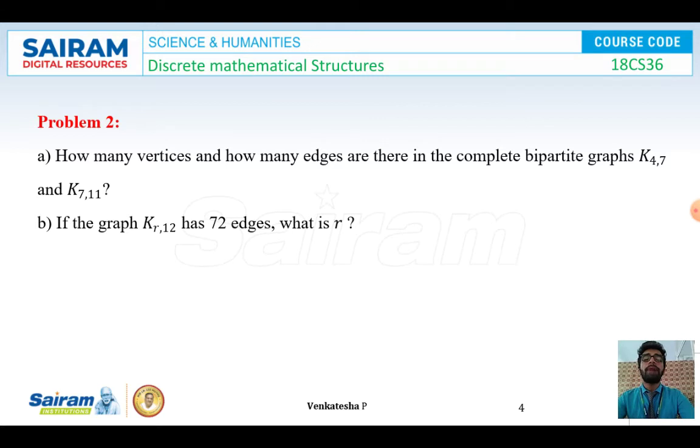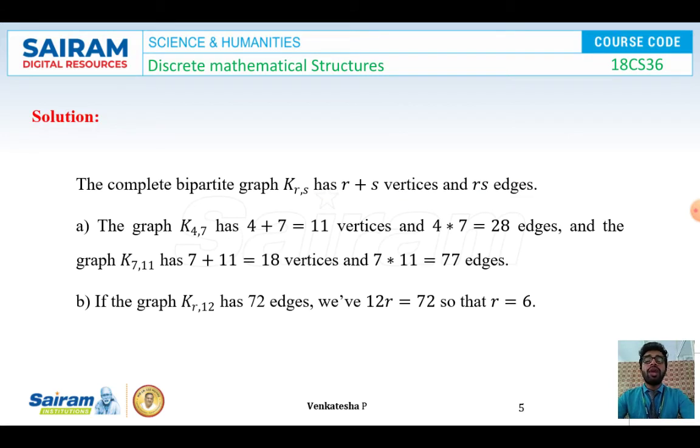The complete bipartite graph is usually denoted by Kr,s. This Kr,s has r plus s vertices and r times s edges. With this condition, I'll find the number of vertices and edges for the given two graphs K4,7 and K7,11. We can also find the value of r with the same formula. As I said, Kr,s has r plus s vertices and r times s edges.